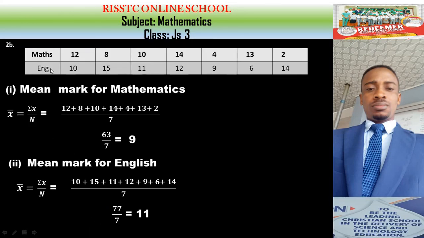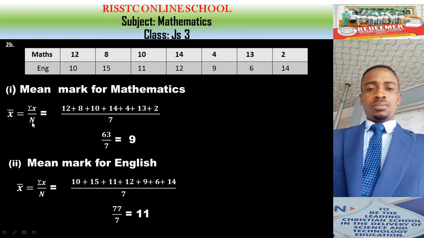Now, let's look at the table given to us here. The two subjects taken are maths and English. We are to calculate the mean mark for mathematics. Now look at this symbol. We call it x bar. It's the mean symbol, which equals summation x over n. Summation x. Summation means addition of all the scores given to us. Now for mathematics, let's add up all the scores in mathematics. Now 12 plus 8 plus 10 plus 14 plus 4 plus 13 plus 2 all over n.